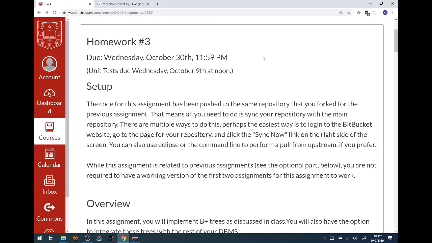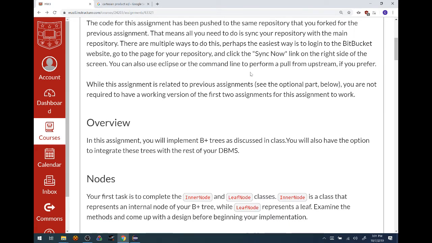So yeah, the code is already available to you. I'll go through the starter code in just a bit. But I want you to implement B+ trees as we have discussed them in this class. So we've spent a lot of time last week talking about B+ trees and going through examples in class. We can even go through more examples today. If you guys want to talk about more B+ trees examples, I'm happy to do that. But now it's your time to actually implement them, to make this happen.